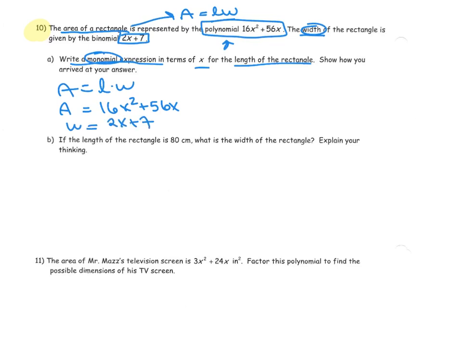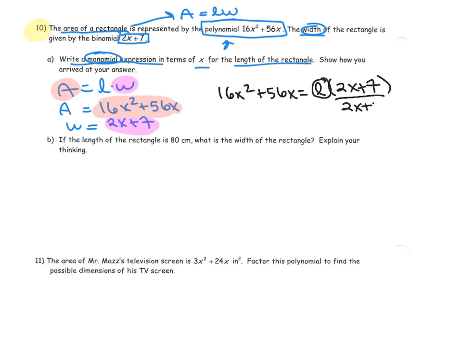Well, I'm going to substitute these pieces in. This is my width, so that's going to go in for W. And this is my area, which is going to go in for A. And then we'll solve for L in the very end, which is what we want. So let's rewrite this. We have 16x squared plus 56x is equal to length times 2x plus 7. I want to get L by itself, so I'm going to divide both sides by 2x plus 7.